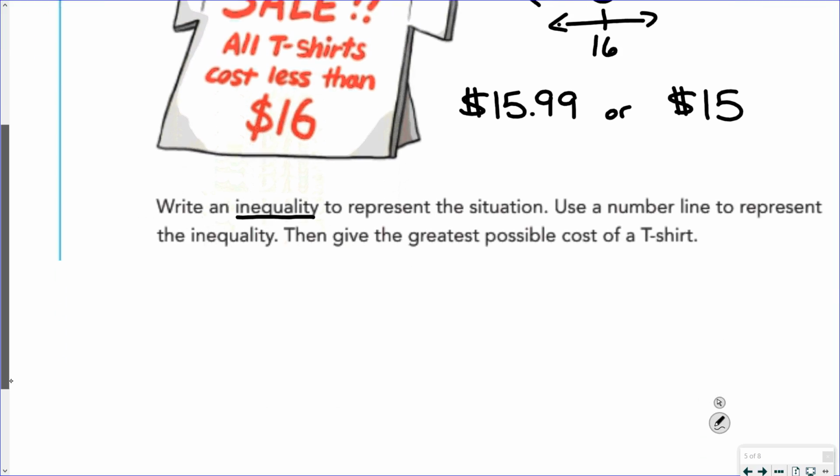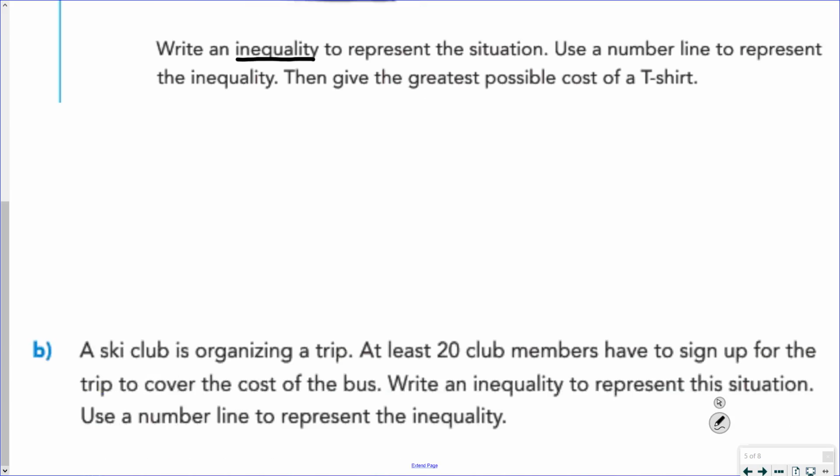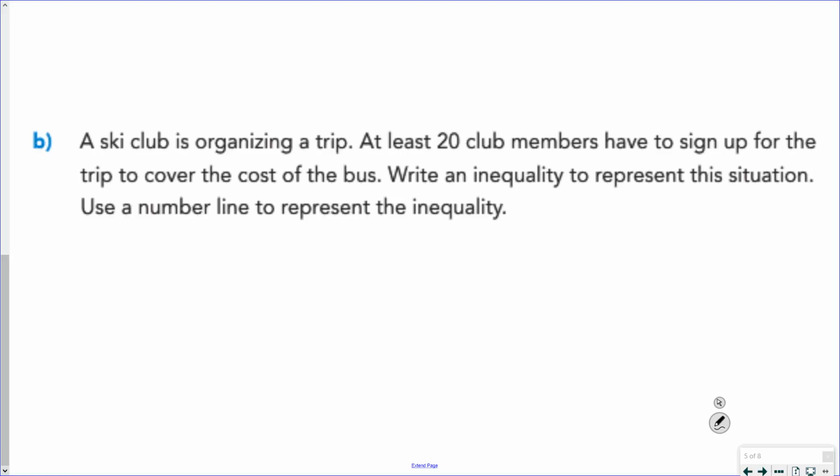I'm going to scroll down a little bit for our next example here. A ski club is organizing a ski trip. At least 20 club members have to sign up for the trip to cover the cost of the bus. Write an inequality to represent the situation. Use a number line to represent the inequality. Well, we don't know how many members are going, so we use our variable of m. And since it says at least 20, we know we're going to compare it to 20. And when it says at least, that means we can have more or exactly. So we would want m is greater than or equal to 20.